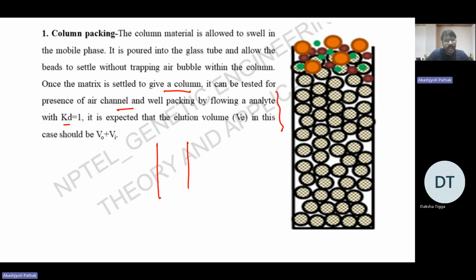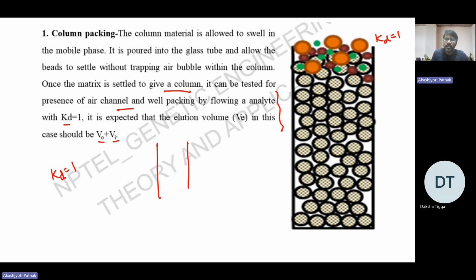So you will pass an analyte with Kd equal to 1, and then you can actually check. If you know that this molecule has a Kd equal to 1 in this particular stationary phase, and you know the void volume of the column and the volume of the pores present in the beads, then how will you check that your column has been packed efficiently, or that there are no bubbles trapped in the column?